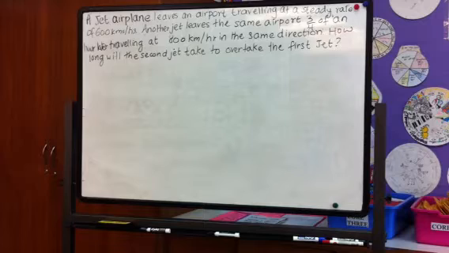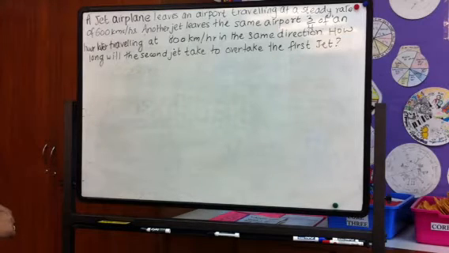Let us solve a distance rate time problem using equations. Our problem today says, a jet airplane leaves an airport traveling at a steady rate of 600 kilometers per hour. Another jet leaves the same airport 3/4 of an hour later, traveling at 800 kilometers per hour in the same direction. How long will the second jet take to overtake the first jet?